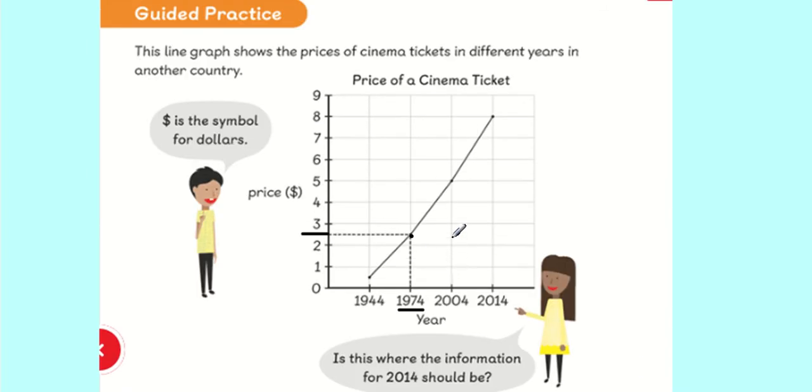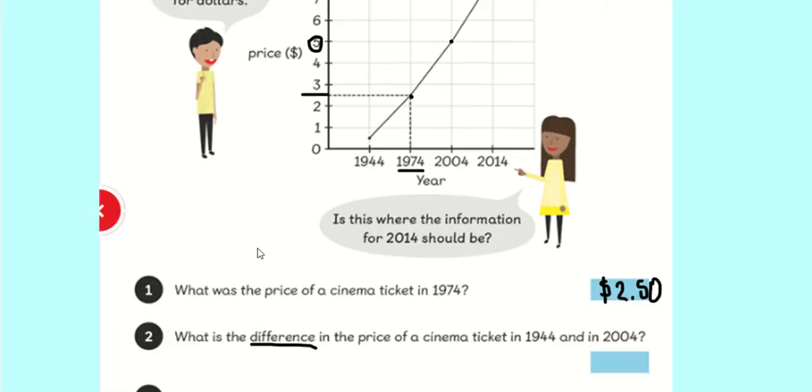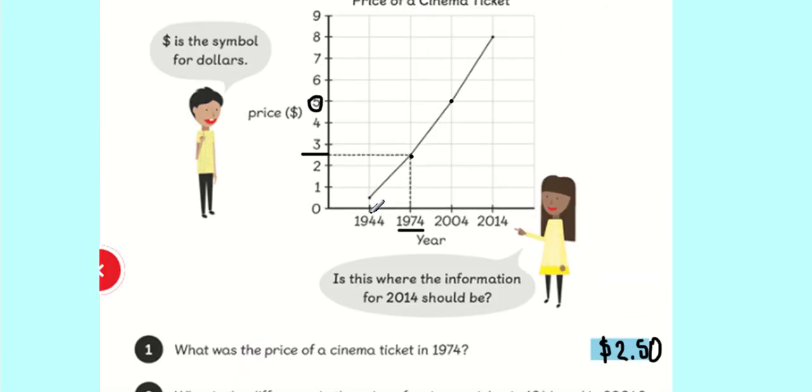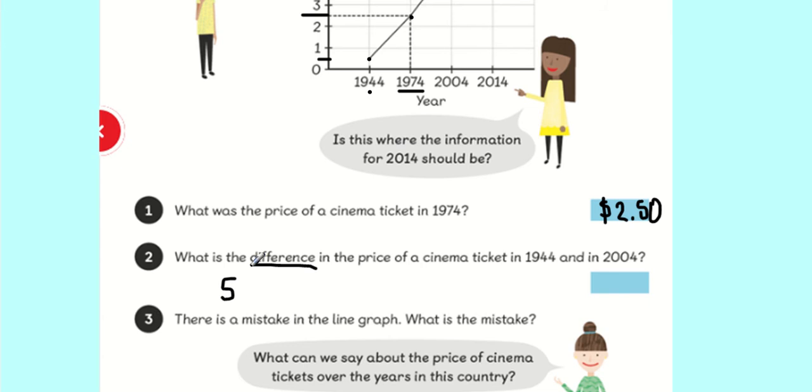So I go to 2004, I go up to my line, I find the dot, and then I go along. So in 2004, the price was $5. So let's write that down here. And then 1944, need to go to the year, here it is, go up till I see the dot, and then along. Oh, it's not even reached 1, it's between 0 and 1, so I know that that's going to be half. So 5 take away a half, or 50 cents.